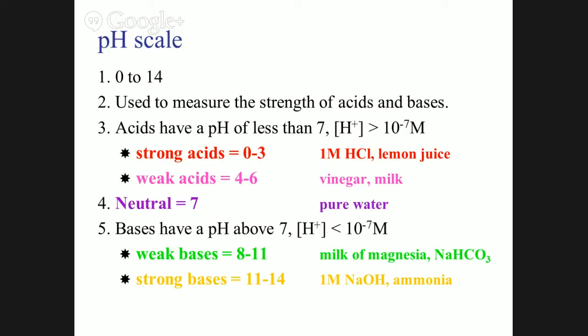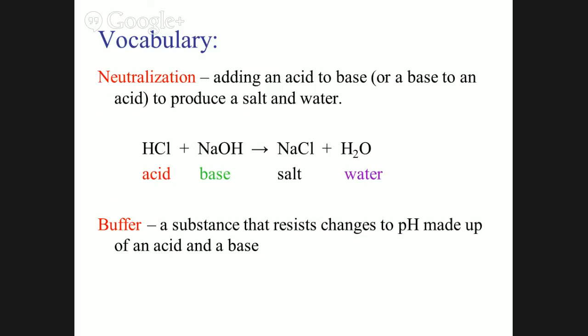We got one slide left and then we'll be done for today. And it's short. So the pH scale. Okay, last slide for today. Couple of words. Neutralization, adding an acid to a base or a base to an acid to produce salt and water. And then a buffer. Basically, a buffer is any substance that resists changes to pH and is generally made up of an acid and a base.